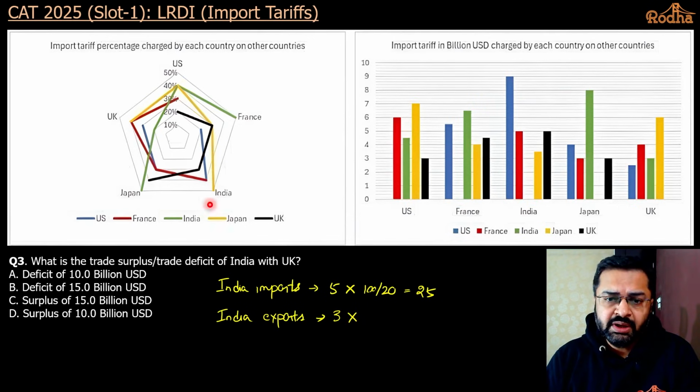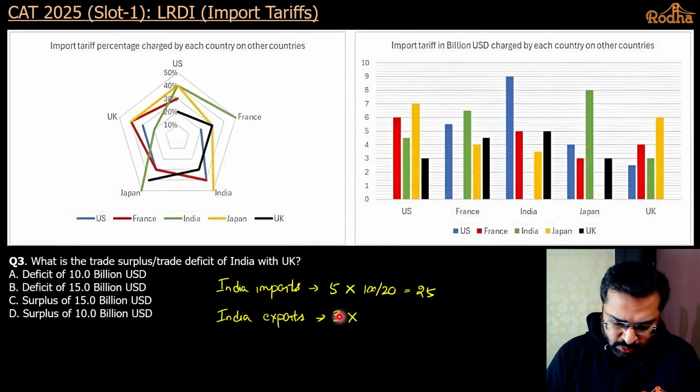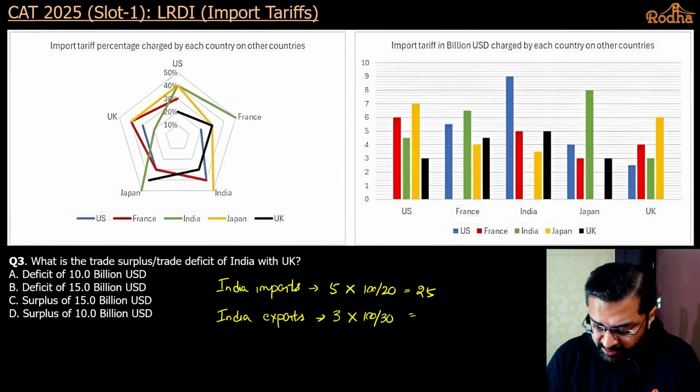Right. Come here again. UK is the importer, and here India is the exporter. So this black bar or black line. So this is the black one. Where is India? India is here. So how much is this? This is 10, 20, 30. The rate is 30%. So 3 into, so this is 10.